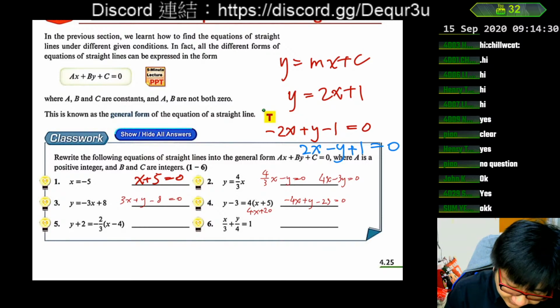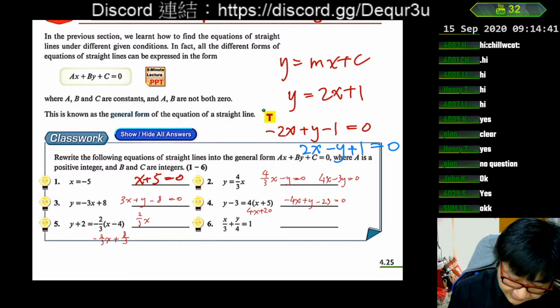The fifth one, expand the bracket again, negative 2 over 3x, and then plus 8 over 3. And then move the terms, therefore 2 over 3x, and then plus y, and then 2 minus 8 over 3, therefore minus 2 over 3 equal to 0.